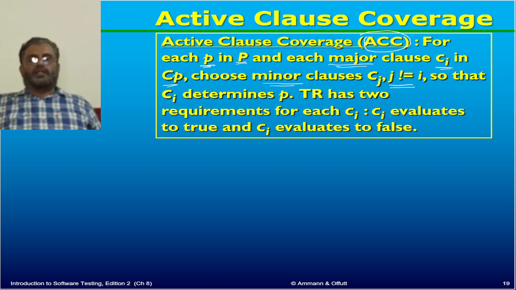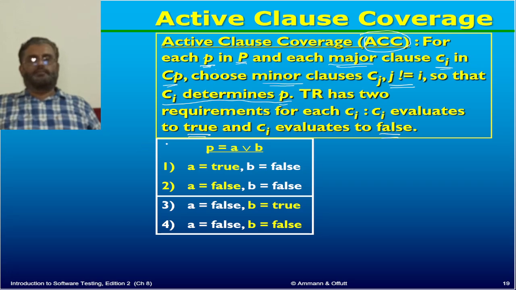And since Ci is the major class, it must be determining the value of the predicate P. And there are two more conditions for active class coverage. First one is that Ci evaluates to true, and the second one is that Ci evaluates to false.